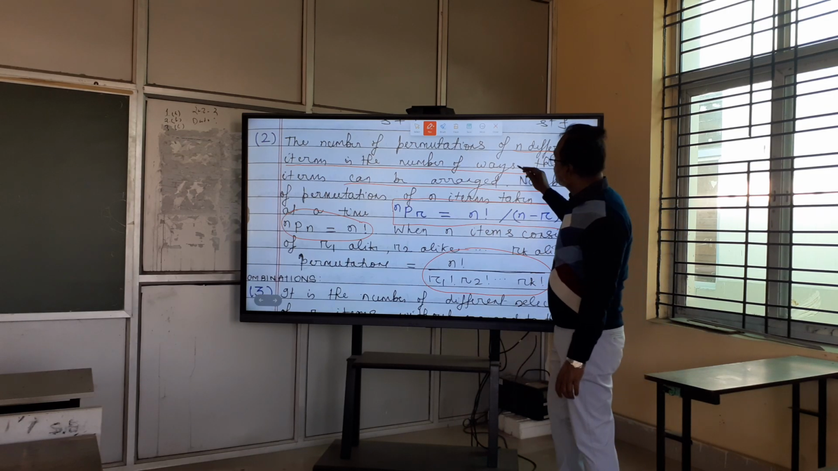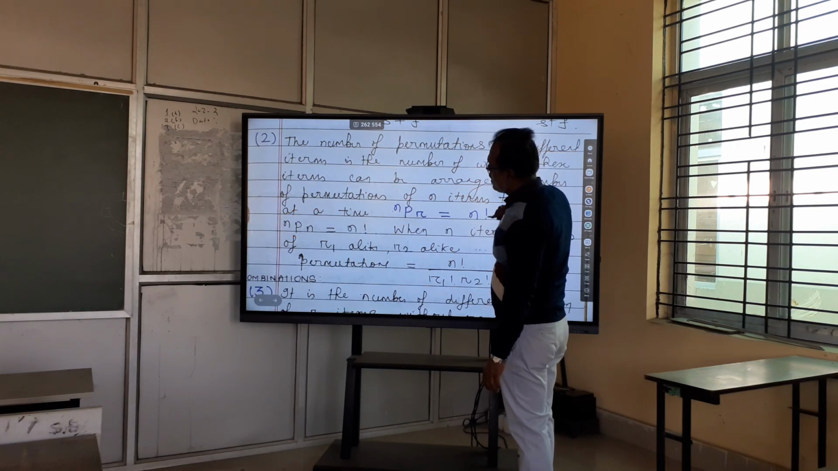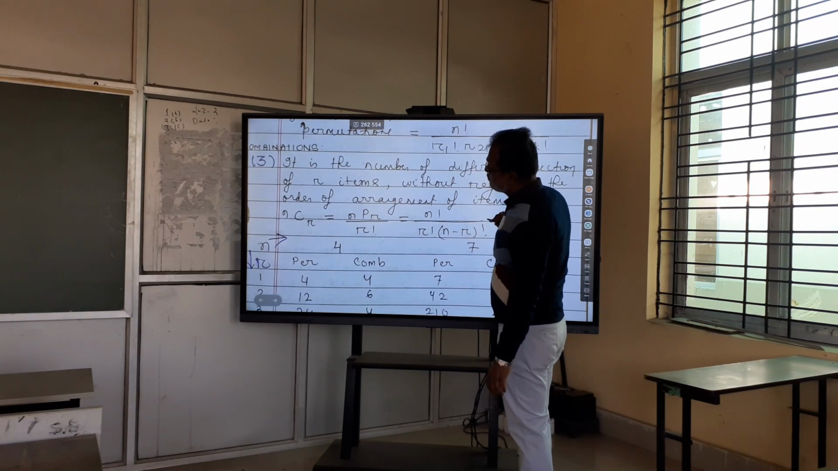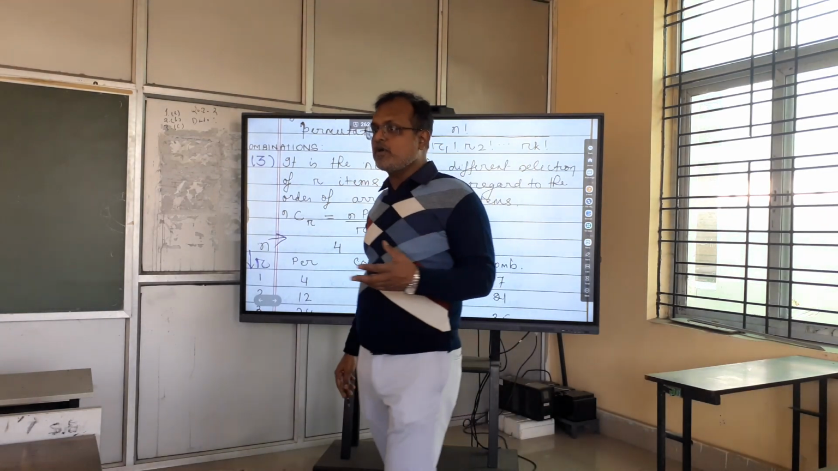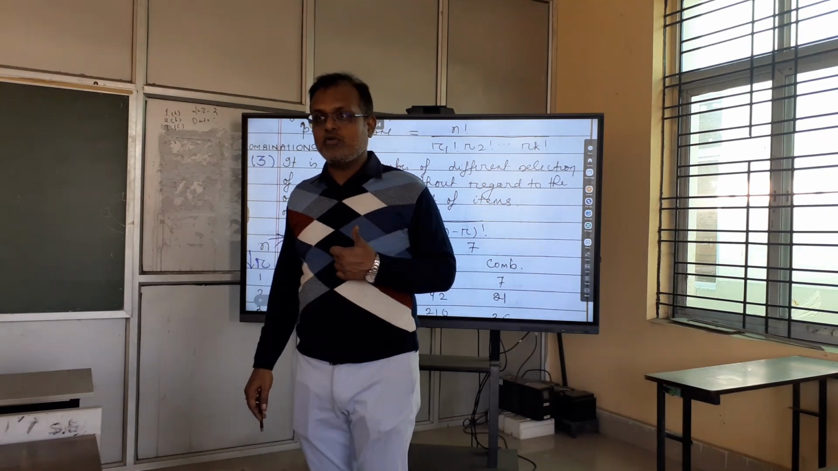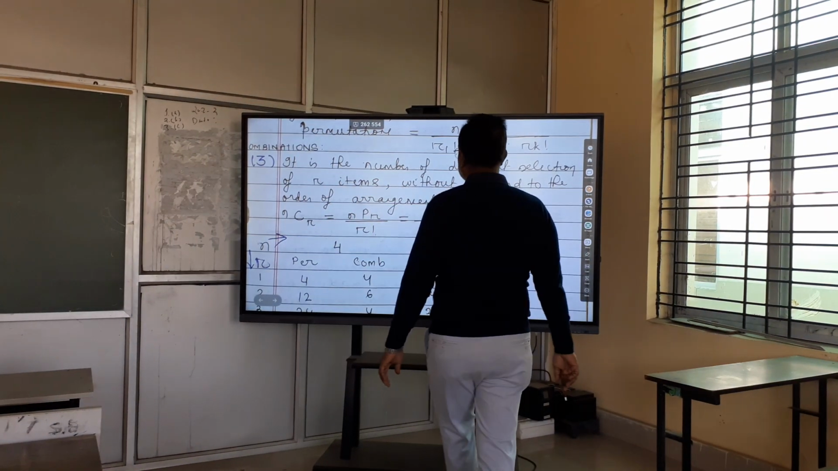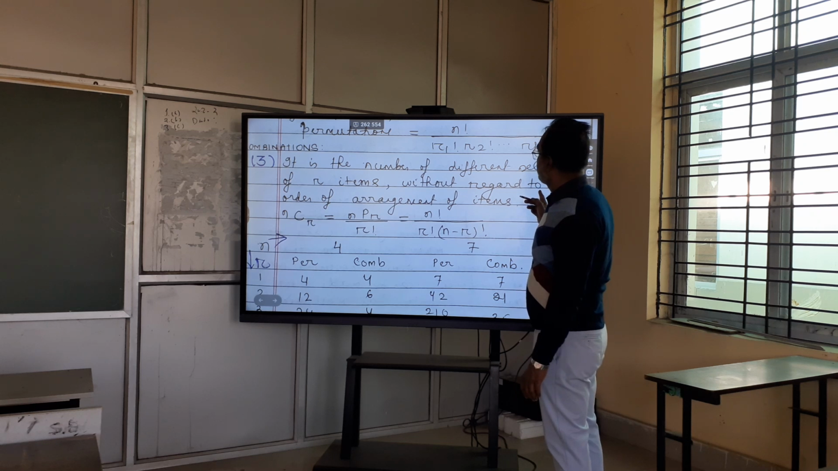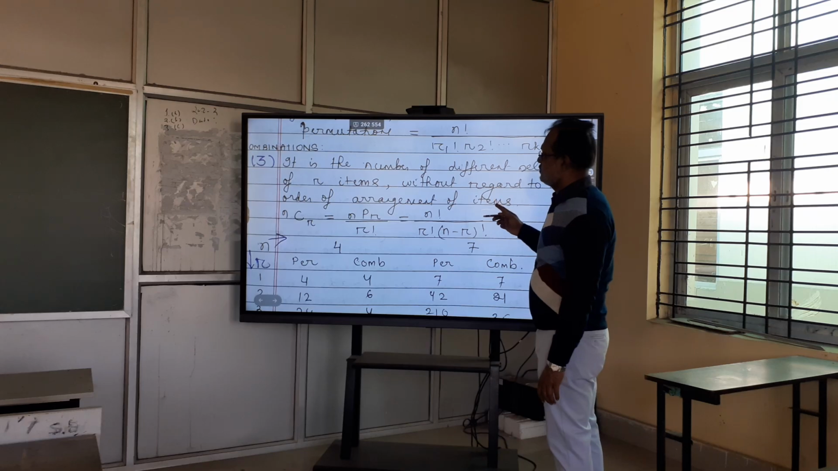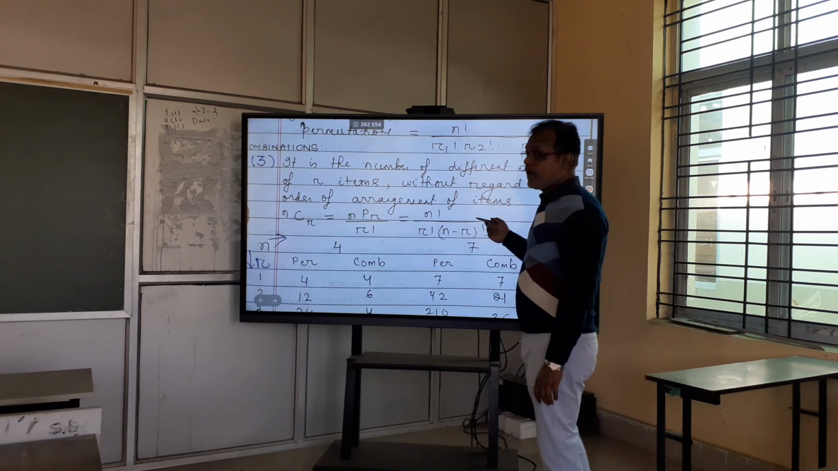So point number 3 is combinations. Now this is very important from our objective, which is reliability evaluation of power systems. So this combination is more important. So what is combination? It is the number of different selections of r items without regard to the order of arrangement.